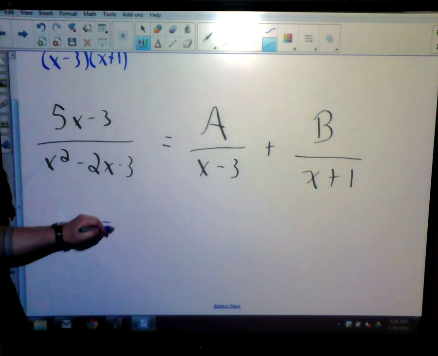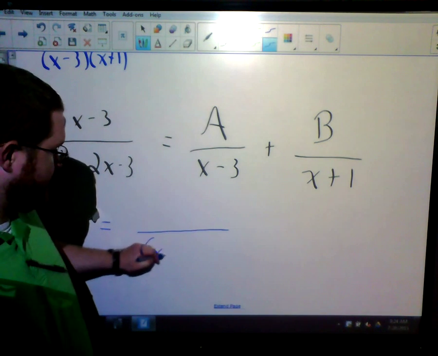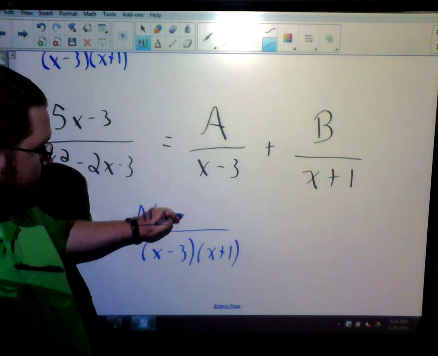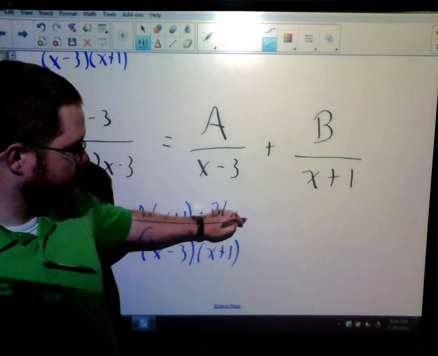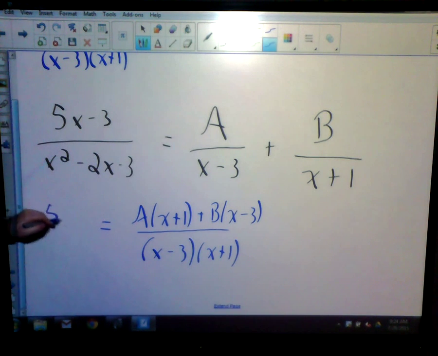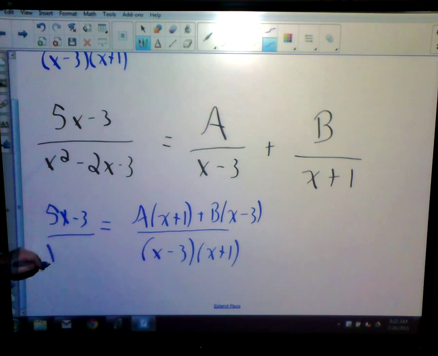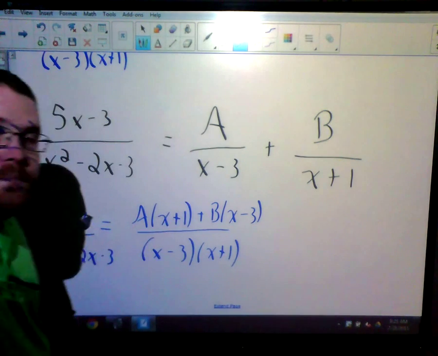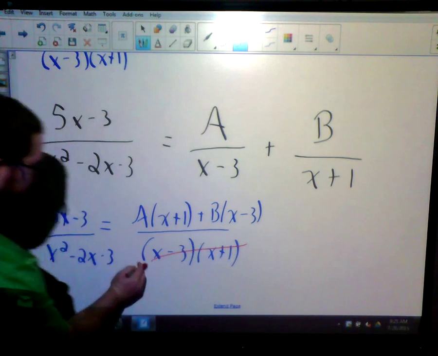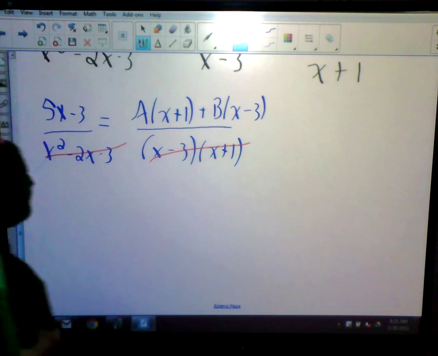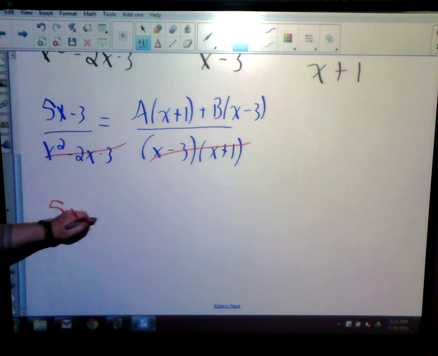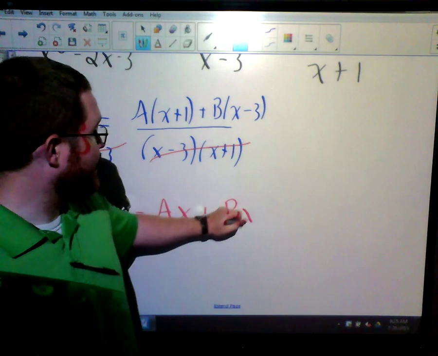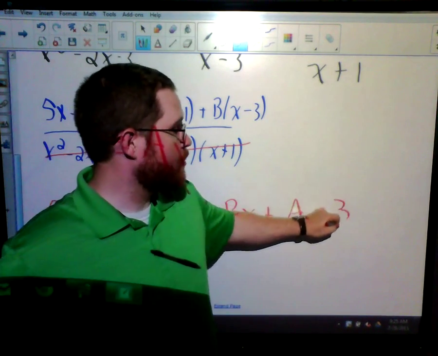Let's rewrite this as one fraction, x minus 3 and x plus 1. The a needs an x plus 1. The b needs an x minus 3. And on this side, we've got 5x minus 3 over x squared minus 2x minus 3. Well, because both of these denominators are really the same thing, I'm going to cancel them out. So my problem is now 5x minus 3 equals ax plus bx plus a minus 3b.